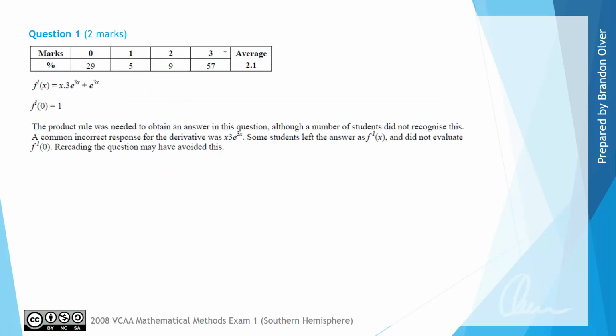The examiner's report indicates this question was fairly well done, with 57% of students obtaining full marks. The product rule was needed to obtain that answer, although a number of students did not recognise this. There was a common incorrect response for the derivative of x times 3e to the power of 3x. And some students left the answer as f dashed of x and did not evaluate f dashed of 0. Rereading the question may help avoid these sorts of mistakes.